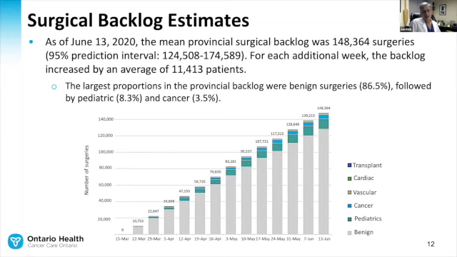You can see by the graph that the majority of the backlog is accounted for by benign surgery. The cardiac cancer surgery accounted for 3.5% of the backlog, and pediatric surgery 8.3% of the backlog. And together, vascular surgery, cardiac surgery, and transplant surgery accounted for less than 2% of the backlog. Next slide.